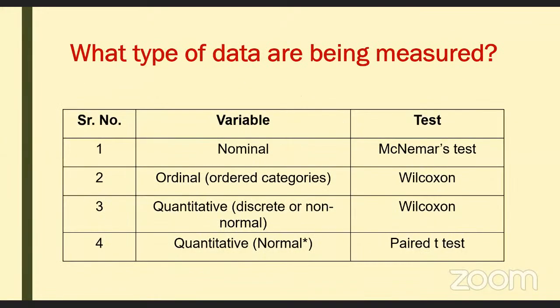That is very important. Then the third criterion, or third filter, is what type of data are being measured. If you have nominal data, you can go for McNemar's test. If you have ordinal data, ordered categories, you can go for the Wilcoxon test. I'll explain all these tests, how to apply them, and which tests are to be applied for which data. I already told you in the beginning of the lecture that data type, study design, and dependent or independent data decide which tests are to be applied. So you should keep that in mind.